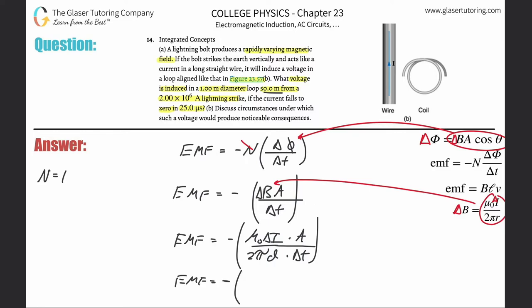In any case, we have to start plugging in values because we basically know everything now. The permeability of free space is 4 pi times 10 to the minus 7th. The change in the current: if it was this and then it went to zero, what's the change? Hopefully that's good at this point. The area is pi r squared, so pi times the radius, 0.5 meters, squared. All then divided by 2 pi times the distance, so I'm just going to use the 50 meters. And then multiply by that change in time. This was 25 microseconds, but we need that in seconds, so it's 25 times 10 to the minus 6th. Oh boy, and this is it.